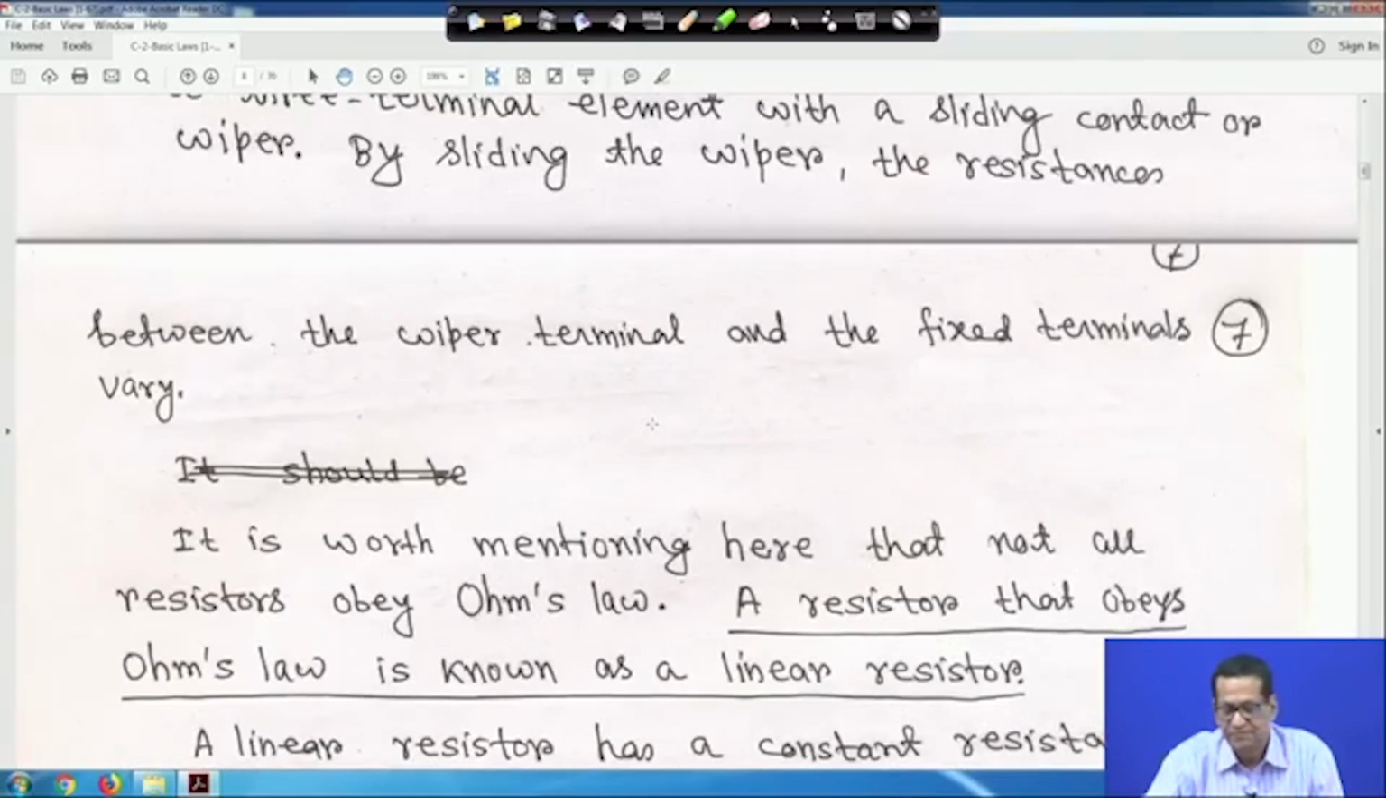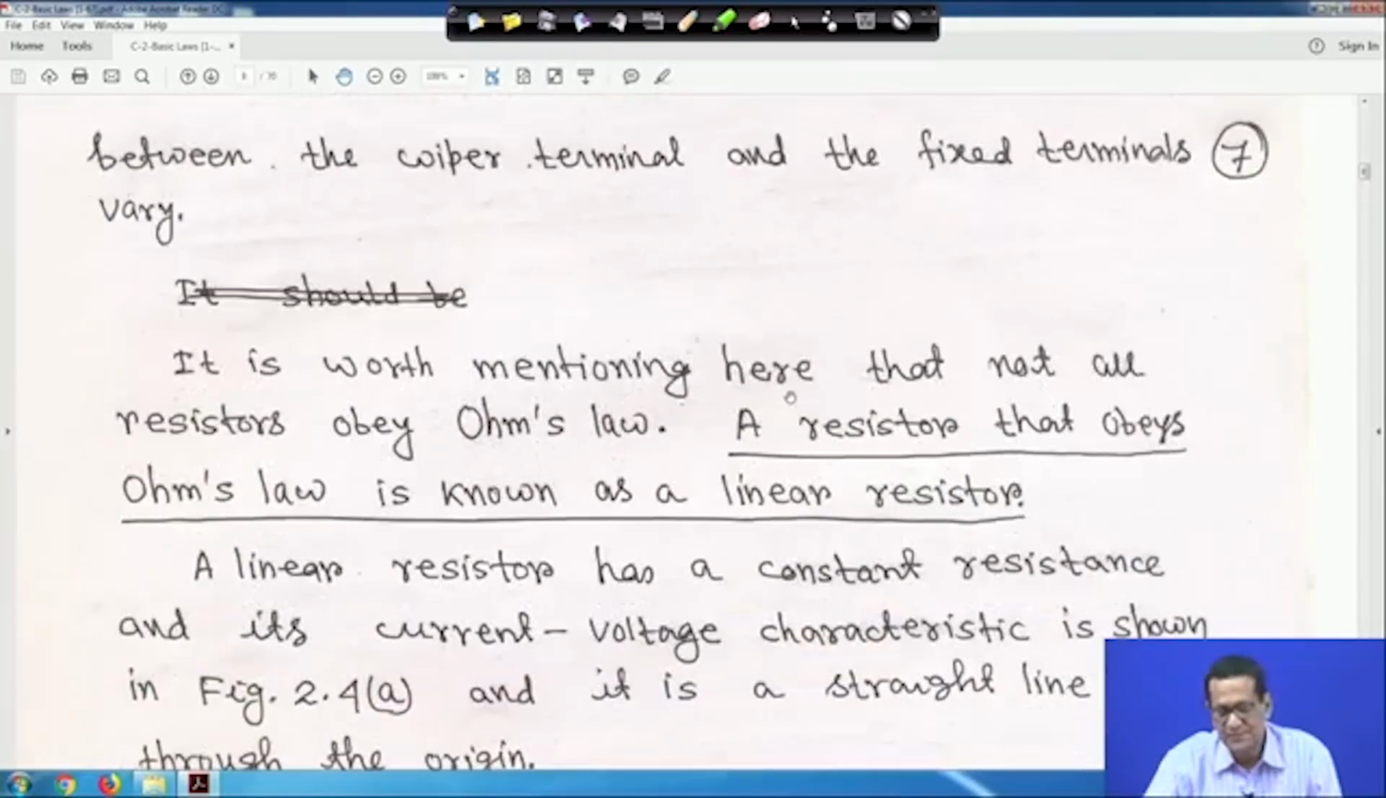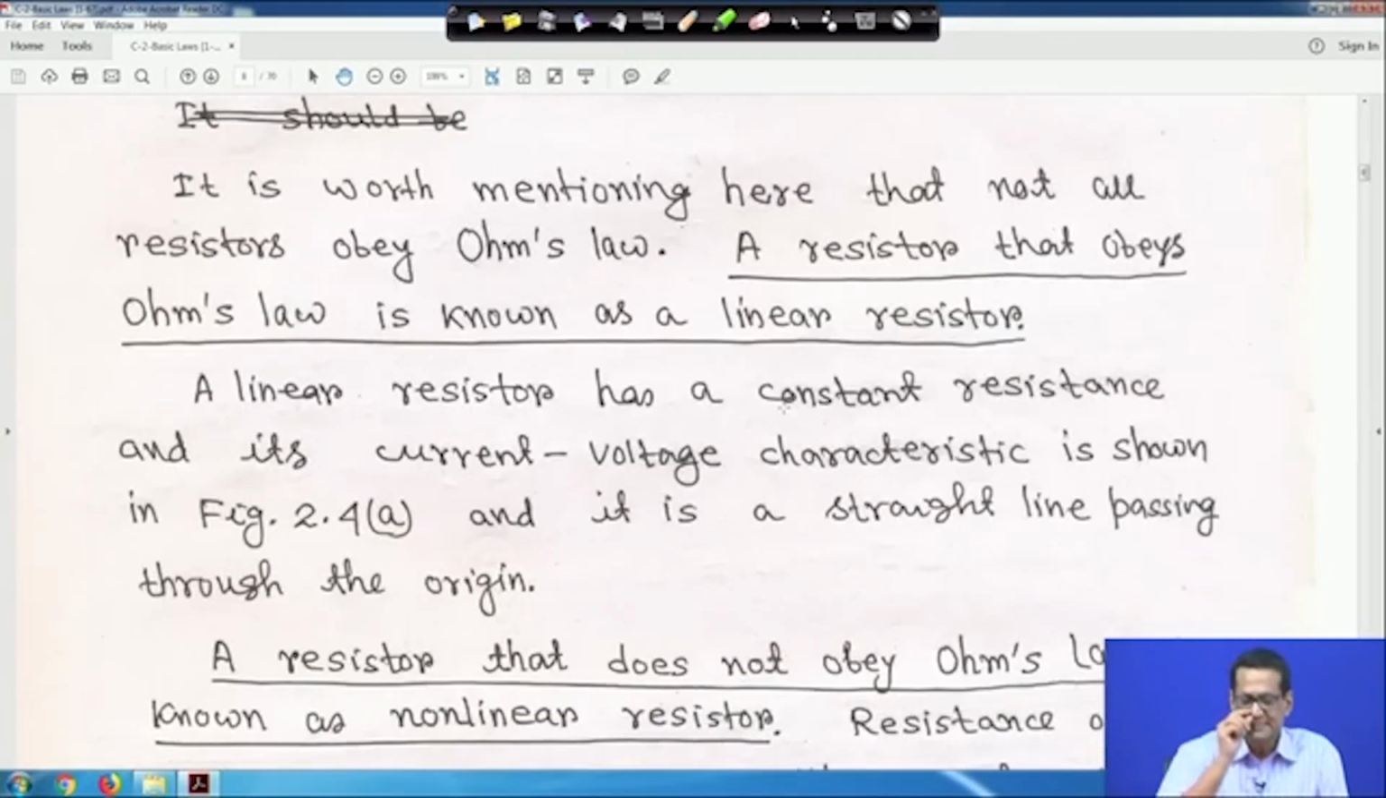Now, it is worth mentioning here that not all resistors actually obey Ohm's law, right, because resistance may be non-linear, and in that case it does not obey Ohm's law. So, a resistor that obeys Ohm's law is known as a linear resistor. I have underlined this one.